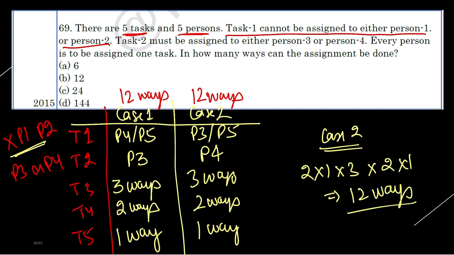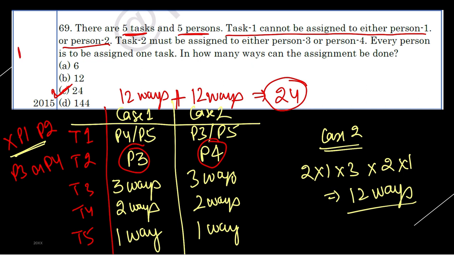Now which will be applicable, addition rule or multiplication rule? It will be the addition rule. Why? Because these two cases are independent of each other. They are not dependent on each other. Case number 1 when P3 is selected, and case number 2 when P4 is selected, are totally independent. So that is why our total, 24, is the answer. That is option number C. I hope this is clear.